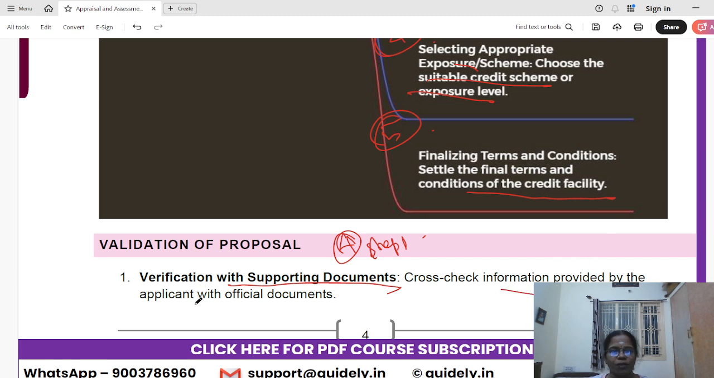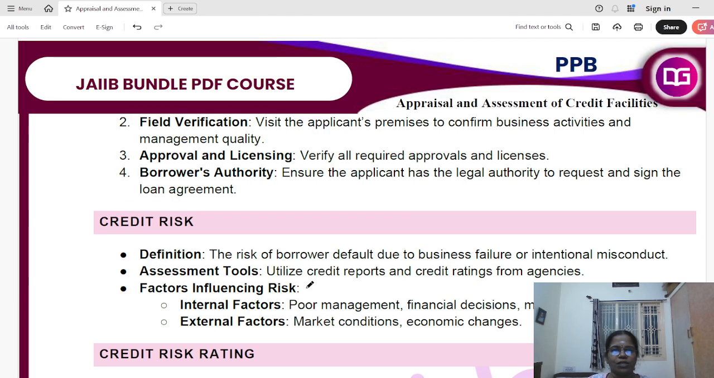Cross-check the information provided by the applicant with the official documents, whatever official documents are provided by the borrower or the applicant. Until a loan is sanctioned, such a person is called the applicant only. They have to cross-verify whether the applicant is submitting original, relevant documents. If the documents are verified as relevant, without any fake documents, then they can sanction the loan. So the first step is to verify the documents.